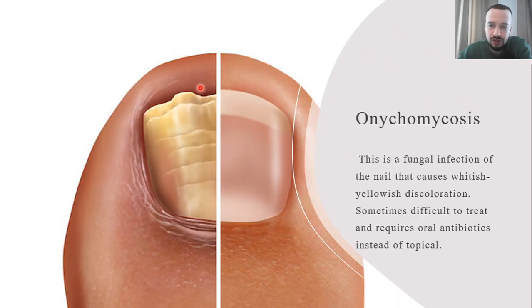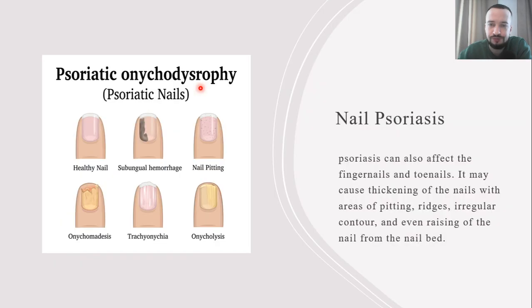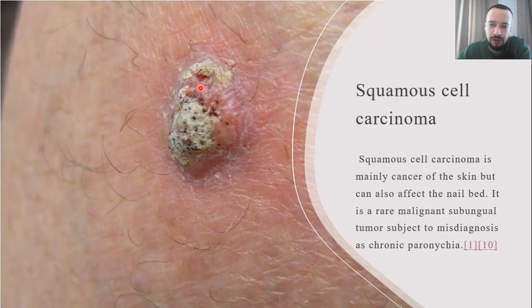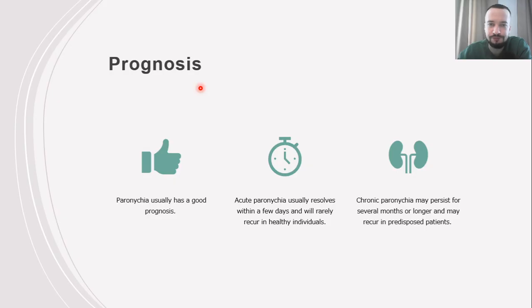Onychomycosis is a fungal infection of the nails that causes whitish, yellowish discoloration, sometimes difficult to treat, and requires oral antifungals instead of topical. Nail psoriasis. Psoriasis can also affect the fingernails and toenails. It may cause thickening of the nails with areas of pitting, ridges, irregular contour, and even rising of the nail from the nail bed. Squamous cell carcinoma is mainly cancer of the skin but can also affect the nail bed. It is a rare malignant subungual tumor subject to misdiagnosis as chronic paronychia.